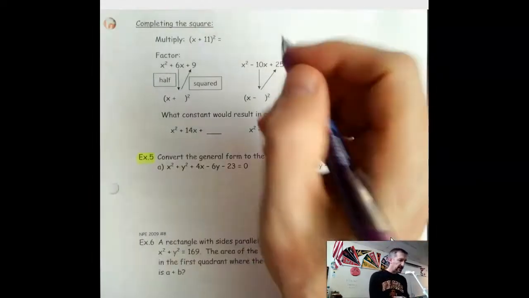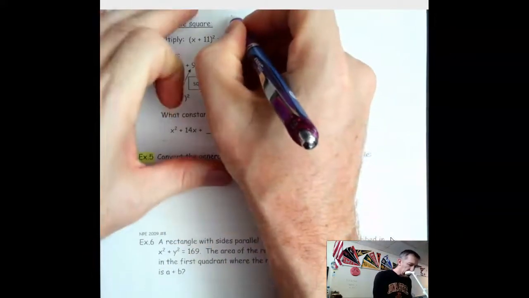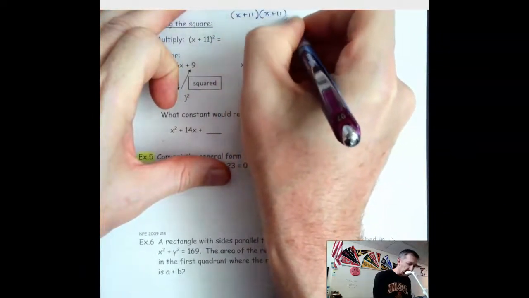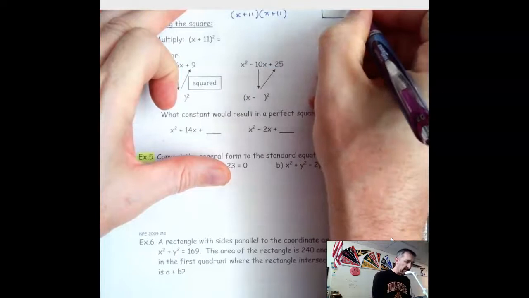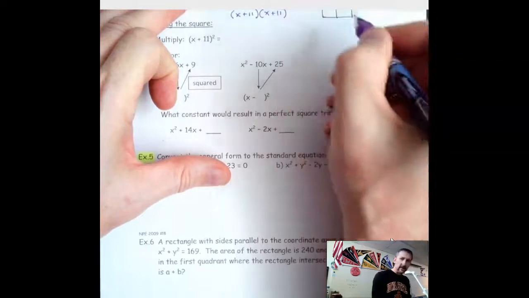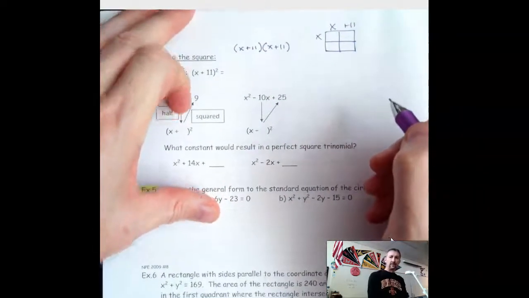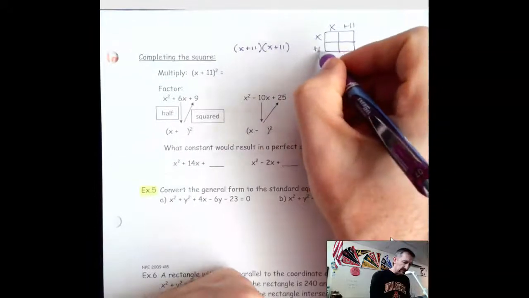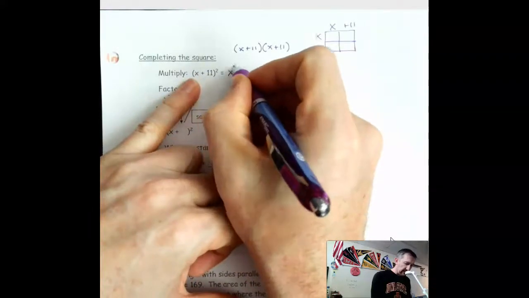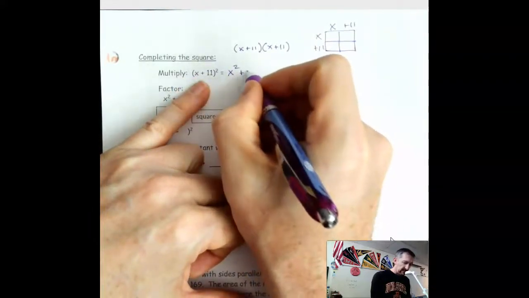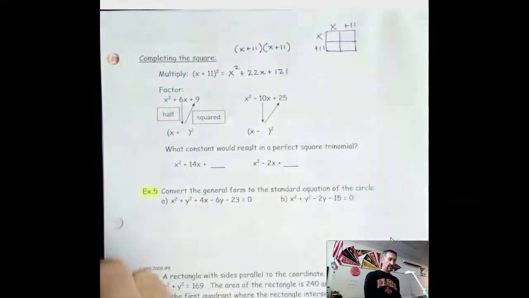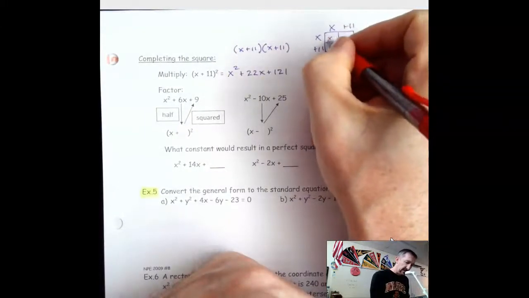So if we multiply those together, it might be helpful to put x plus 11 times x plus 11 like that, and you can draw the box here if you want. So x plus 11 x, and x plus 11 here. So you can multiply that out, but the pattern is you square the first thing, you multiply those together and double it, and you square the last thing.